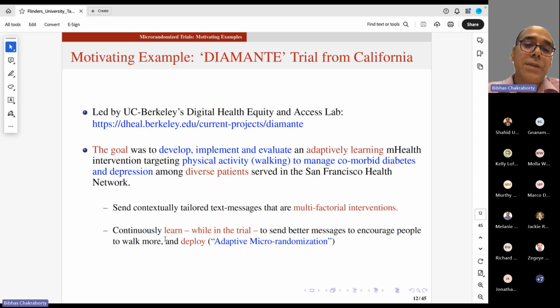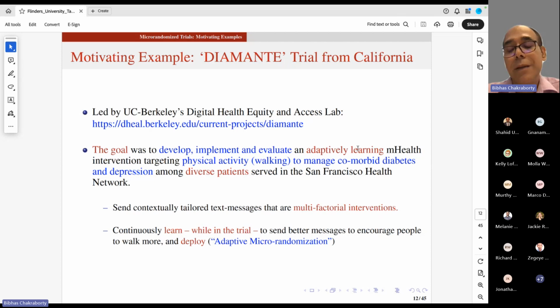Here, the goal was to send contextually tailored text messages that are multifactorial interventions. And I'll show you exactly how those are multifactorial in a minute. And then the goal was also to continuously learn while in the trial, to send better messages to encourage people to walk more, and deploy that knowledge as it becomes available.